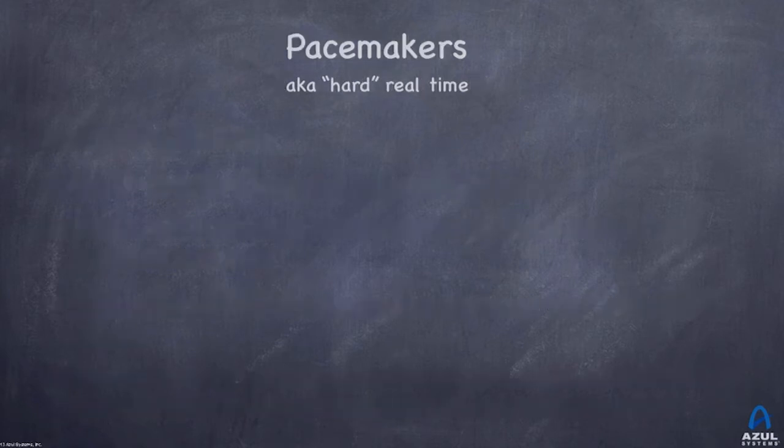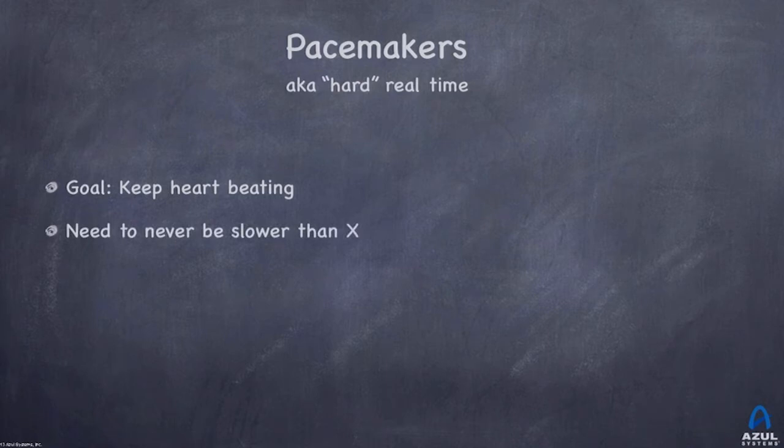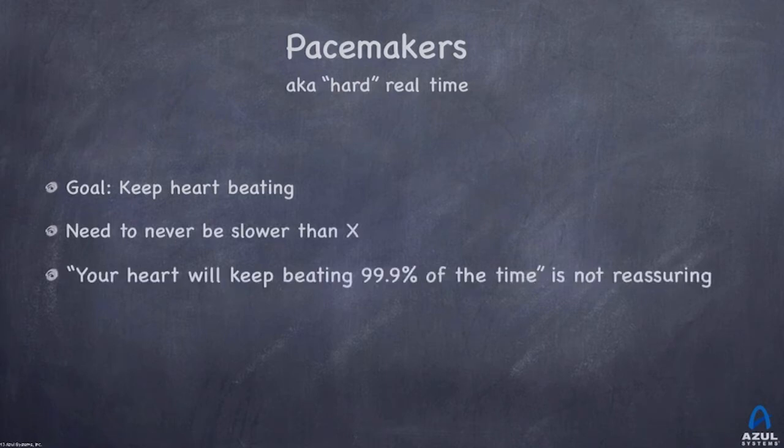Ring the bell first. Another category of application is hard real time. Pacemakers are a really good example. A pacemaker has a really simple job to do. It needs to keep your heart beating, and it needs to never, ever take longer than X to do that, right? Now, telling somebody this will work 99.9% of the time is not going to make them feel good, okay? It's a good example where, no, this application does not have a percentile requirement. Well, it does, but there need to be a lot of nines in there.